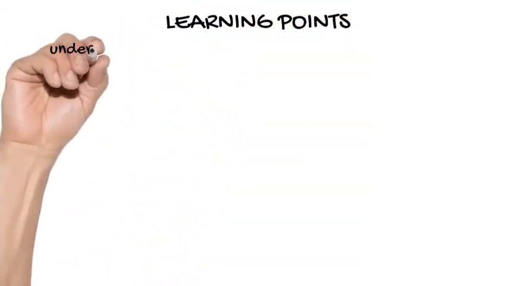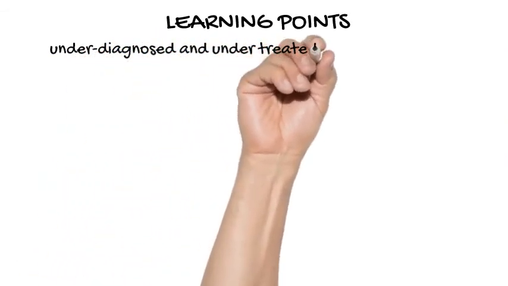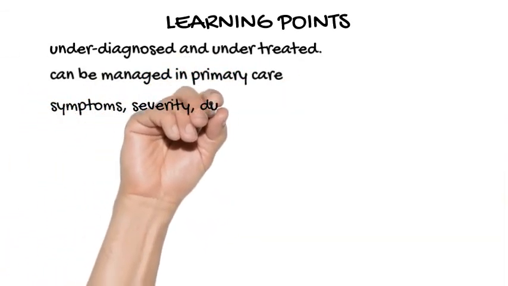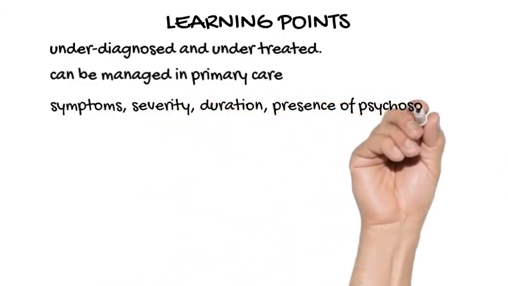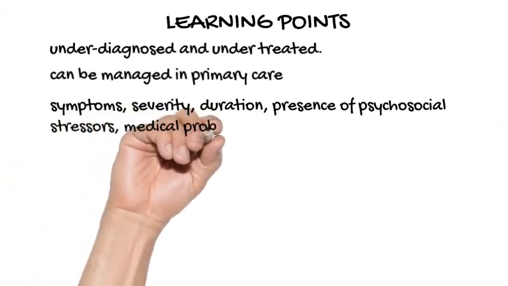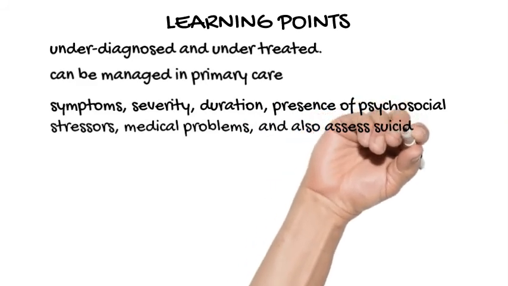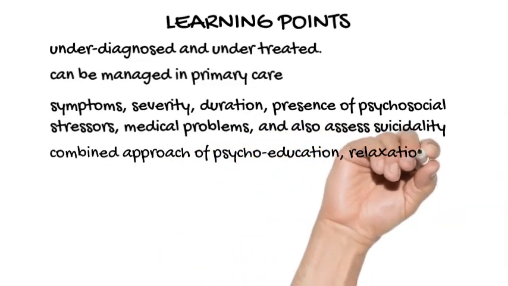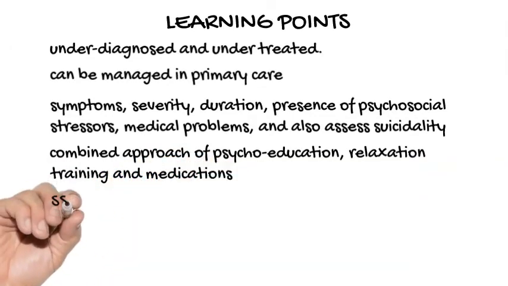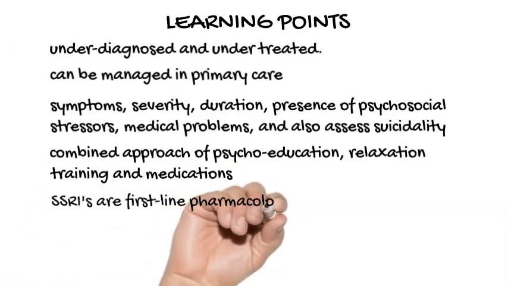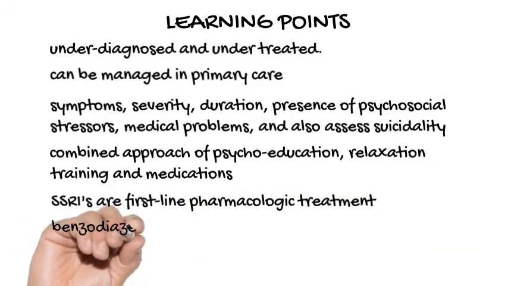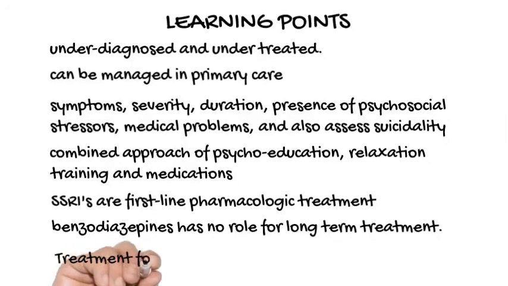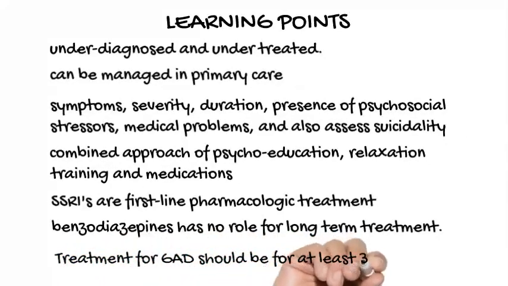Learning points. Anxiety disorders are common mental health disorders but are underdiagnosed and undertreated. Most cases of anxiety disorders are presented first to the primary care physician and can be managed in primary care. Take a good history of patient's symptoms, severity, duration, presence of psychosocial stressors, medical problems, and also assess suicidality. A combined approach of psychoeducation, relaxation training and medications give the best results. SSRIs are first-line pharmacologic treatment for most anxiety disorders. It is important to note that benzodiazepines has no role for long-term treatment. Treatment for generalized anxiety disorder should be for at least 32 weeks as high relapse rates are reported after discontinuing medications.